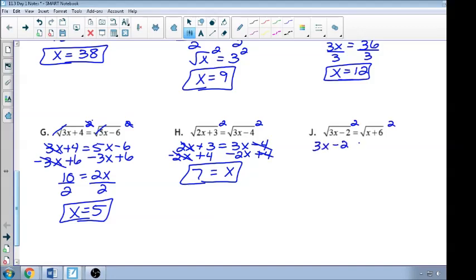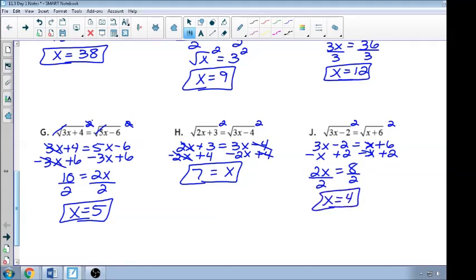3x minus 2 equals x plus 6. Move the smaller variable, so I'm going to subtract the x from both sides. 3x minus x is 2x. If I'm moving the x's to the left, I want to move my numbers to the right, so I'll add 2. 6 plus 2 is 8. Divided by 2, x equals 4.